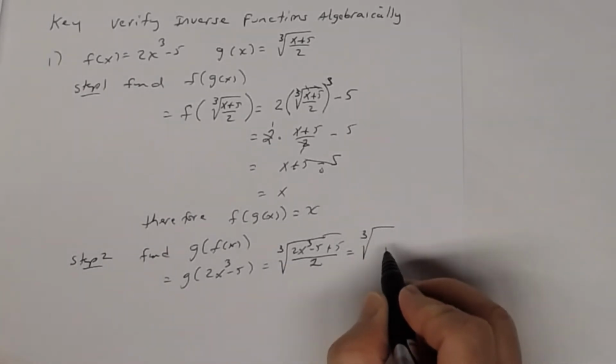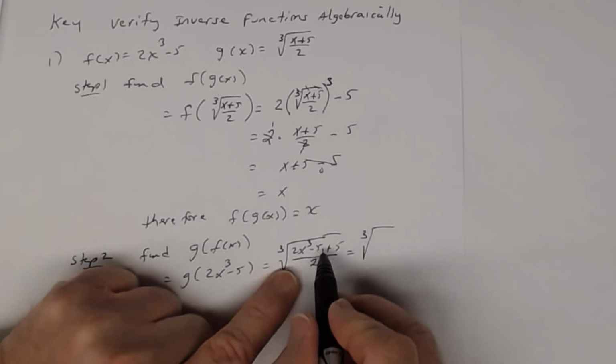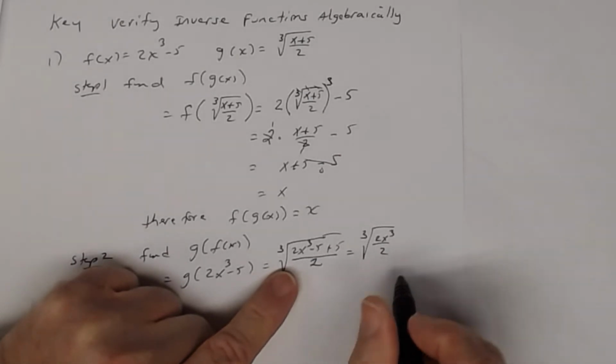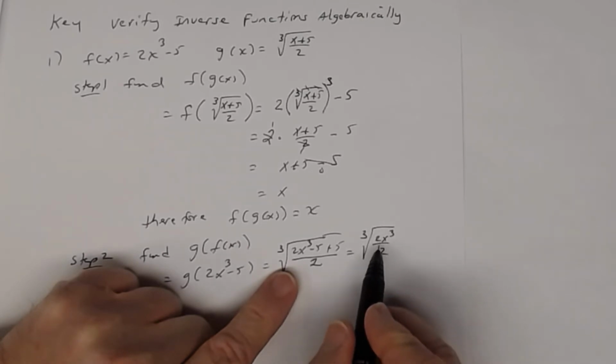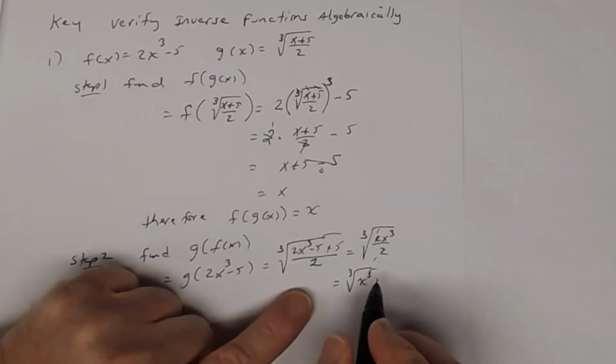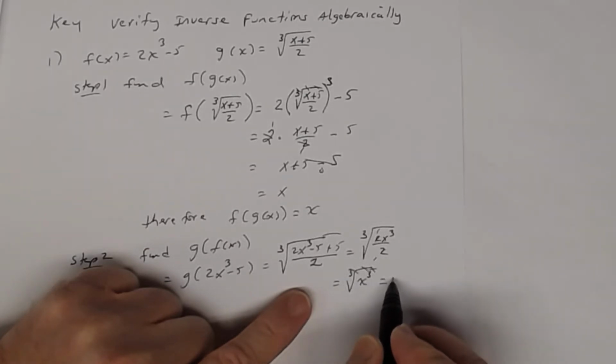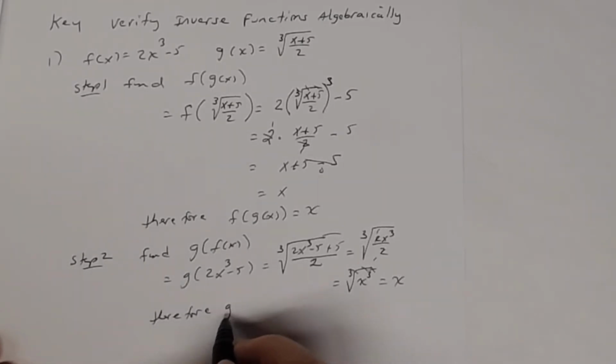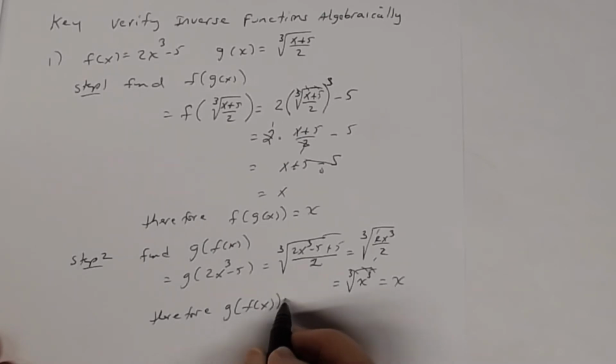So the cube root of, all right, so negative 5 and a positive 5 is 0. So I get 2x cubed divided by 2. The 2's divide out, right? Those are 1s. So I get the cube root of x cubed. And remember, the cube root and the cube function undo each other. So you're left with x. So now what you found is this. So therefore, g of f of x is equal to x.